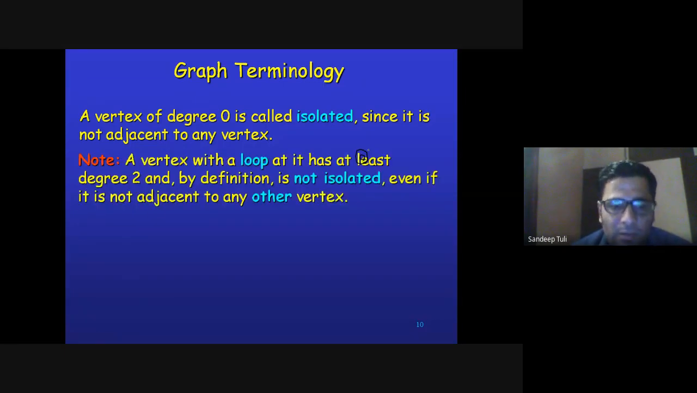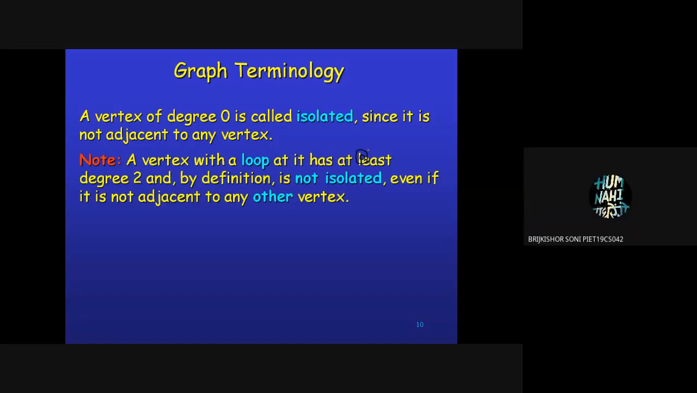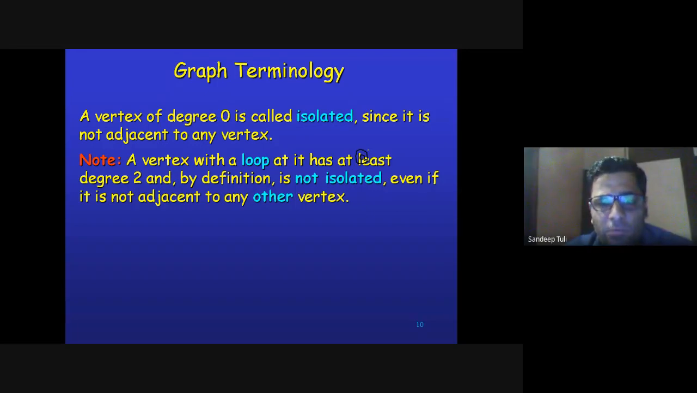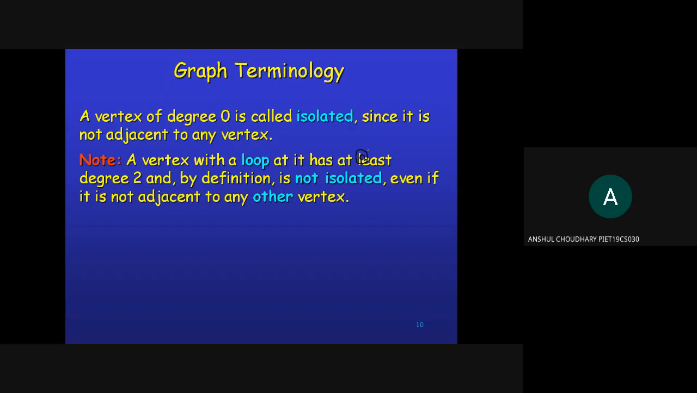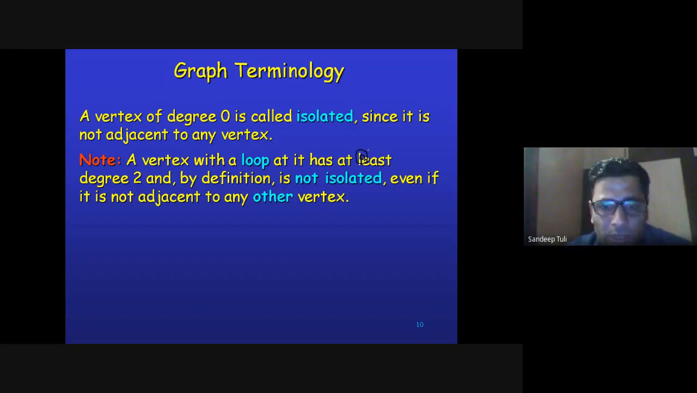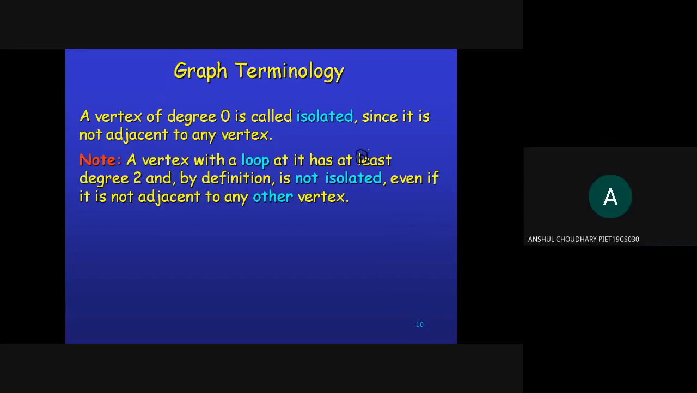Okay. Now, a vertex with a loop. If we use loops, then we can say it includes edges. Okay, a vertex with a loop. Yes. Sir, I didn't get the loop part, sir.